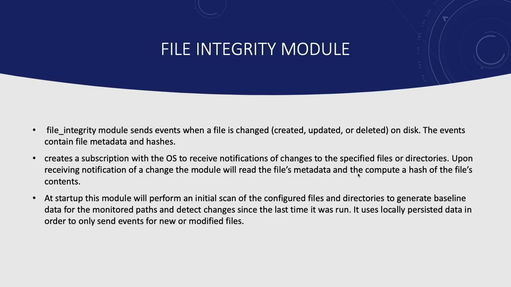File integrity module sends events when a file is changed, which means when a file is created, updated, or deleted on disk. It does that by creating a subscription with the OS to receive notification of changes to specific files or directories. When you first start up this module, it performs an initial scan of all the paths that you've configured, and then it monitors those paths to detect any changes from since you've last run this module. It uses locally persisted data in order to send only events for new or modified files.